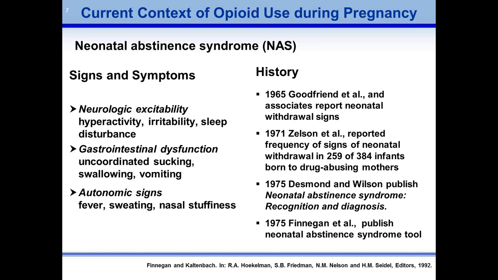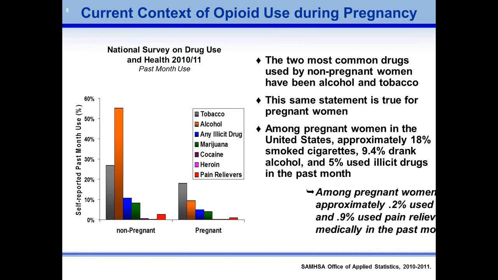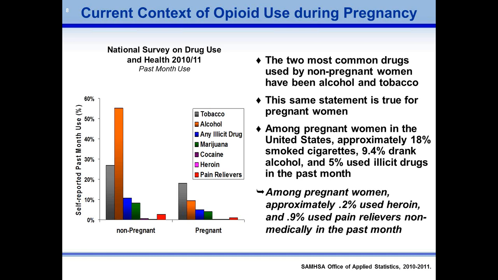The best that I could find, it was about 1965 that Goodfriend and colleagues reported neonatal withdrawal signs. Then in 1971, Zelson and colleagues reported the frequency of signs looking at different babies born to drug abusing mothers. And then in 1975, Desmond and Wilson published the neonatal abstinence syndrome recognition and diagnosis, as well as Dr. Finnegan, who has the most widely used and well-known tool, the neonatal abstinence syndrome tool, to measure it, and who provided a medication protocol to treat babies that had neonatal abstinence syndrome.